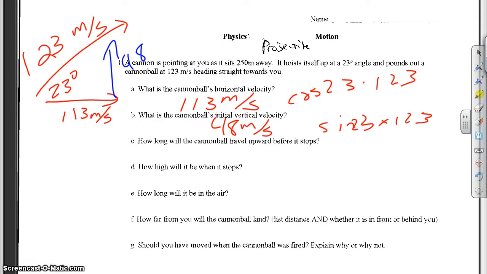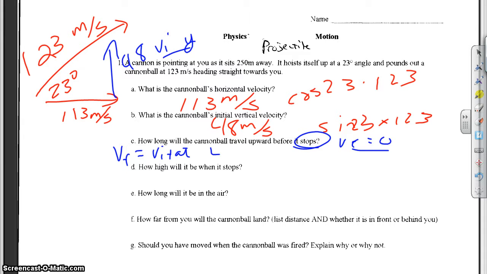How long will the cannonball travel upward before it stops? So 48, remember, is the initial velocity in the y, and it's saying the final velocity in the y is 0. So we can use vf equals vi plus at there to get that 0 equals 48 plus negative 9.8 t. I'm going to make down negative, as I often do. So 48 divided by 9.8 will get me the time that it takes to go up, which is 4.9 seconds.